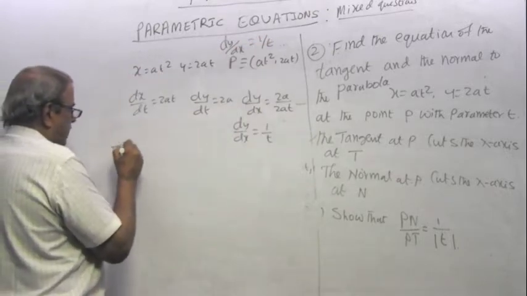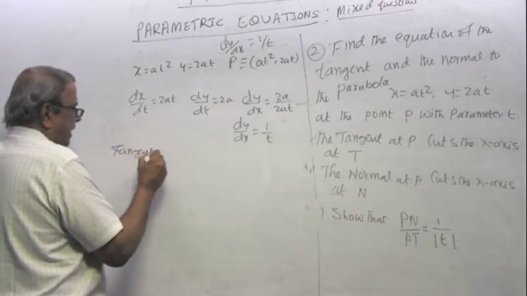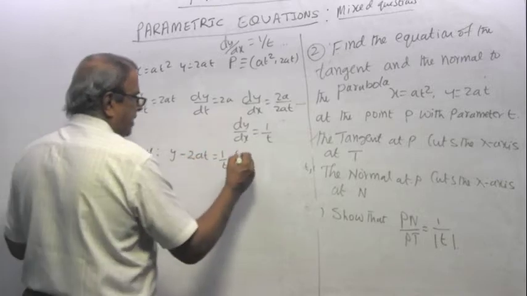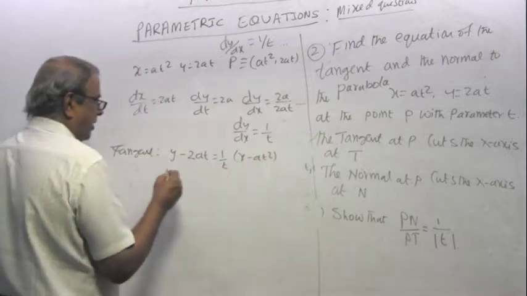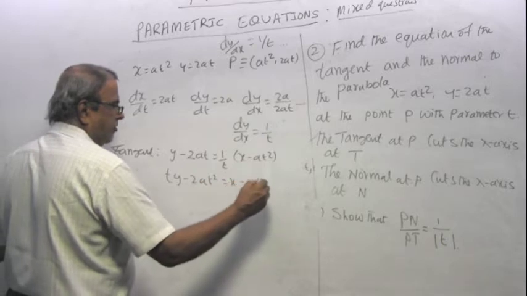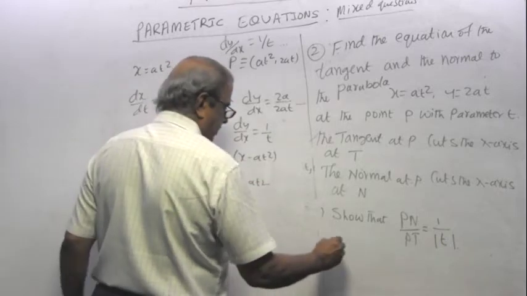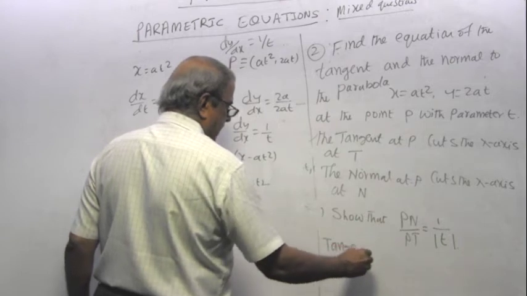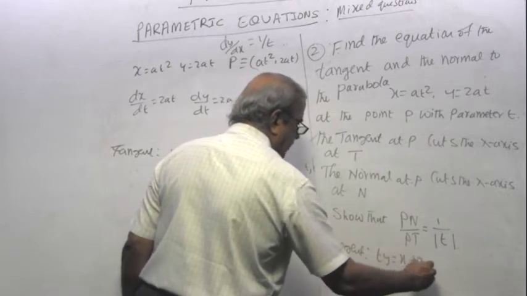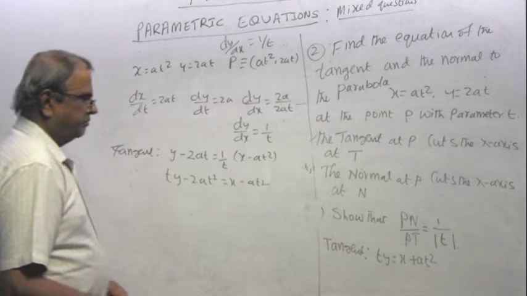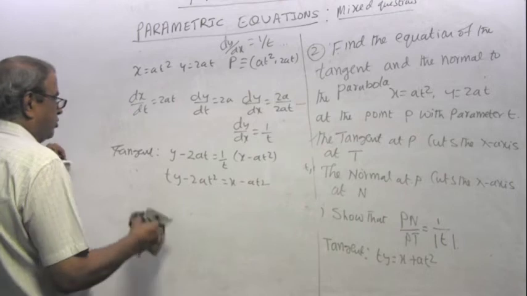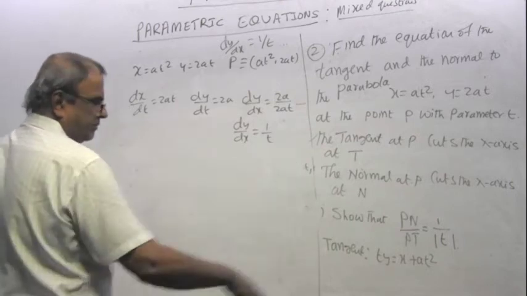So what's the tangent? Tangent is y minus 2at equals 1 over t times (x minus at squared), or ty minus 2at squared is x minus at squared. So therefore, I'll write the equation of tangent here. So tangent is ty equal to x plus at squared. Yeah, straightforward. 2 marks each.